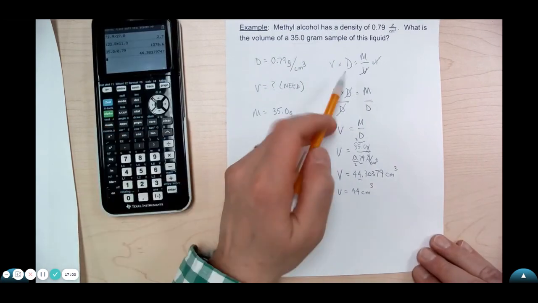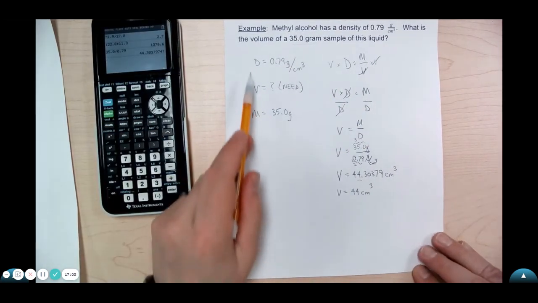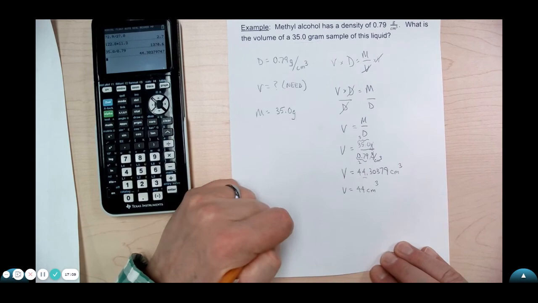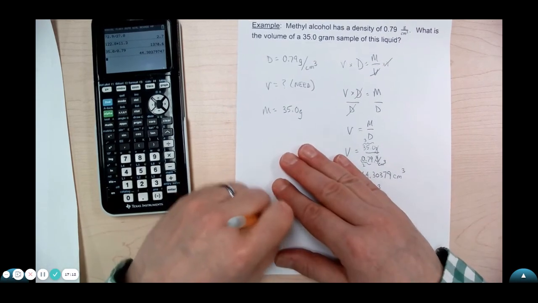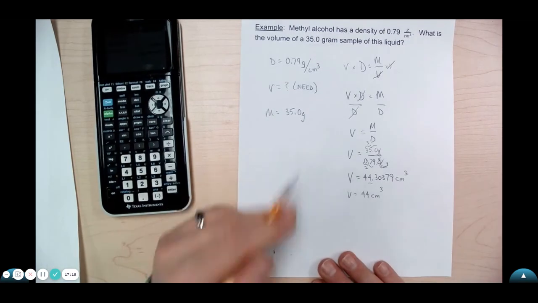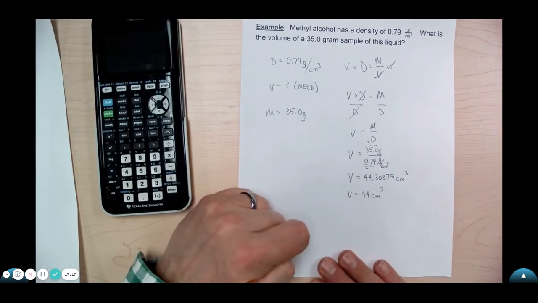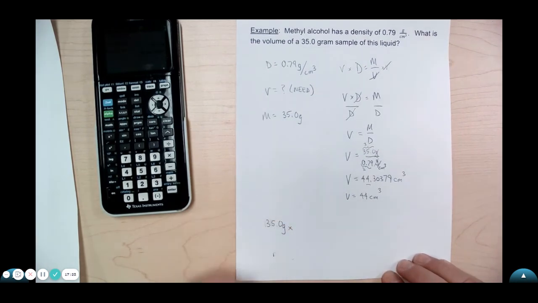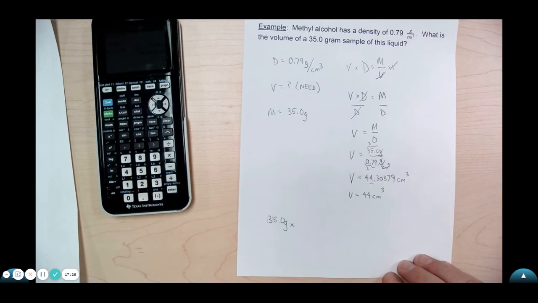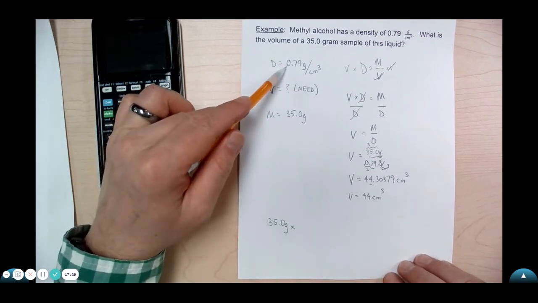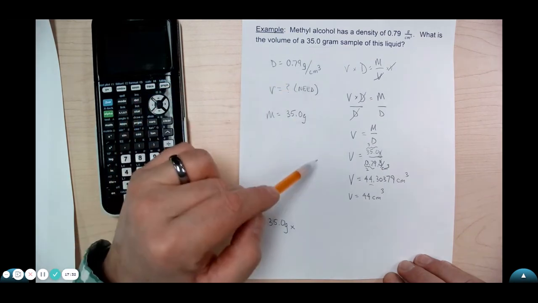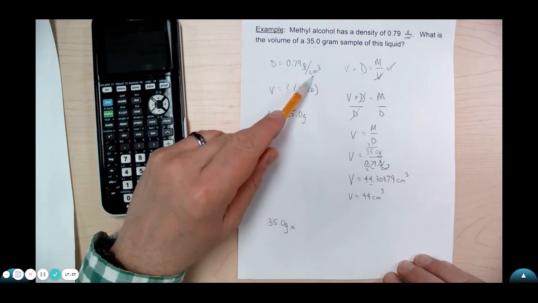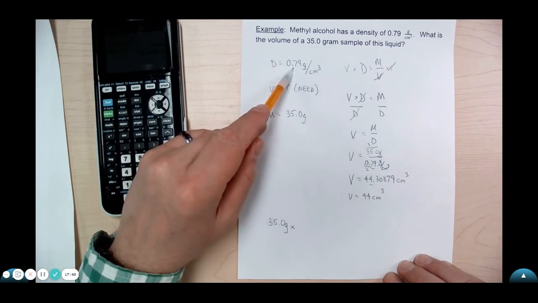Now, what if you're not into this? Because this is tricky for a lot of people. Now, let me show you how you can use this density as like a conversion factor. I know I have 35.0 grams of this alcohol. I want to turn it into cubic centimeters of this alcohol. Remember, there's 2 ways to think of this. I can think of it as 0.79 grams for every cubic centimeter, or I can say, well, flip side of that is every cubic centimeter of this stuff would have 0.79 grams.